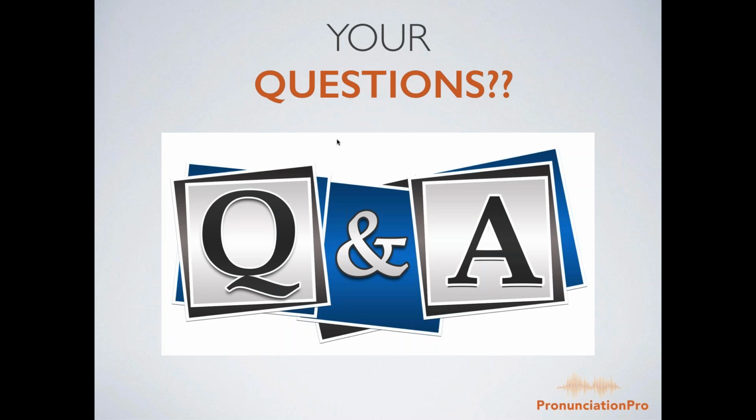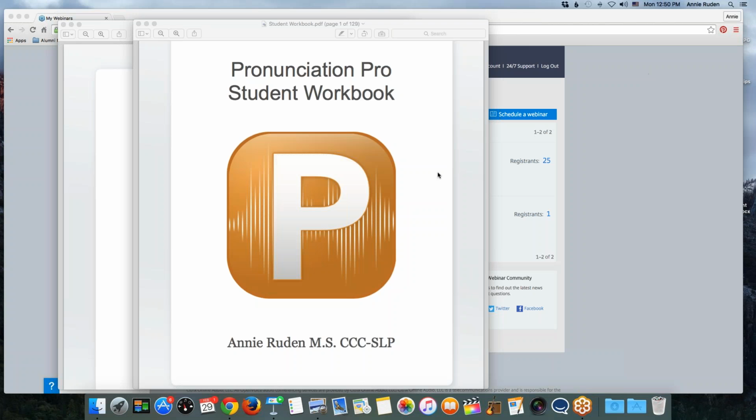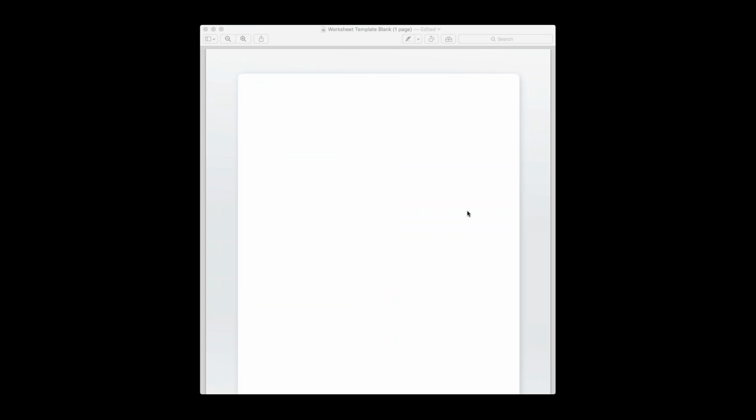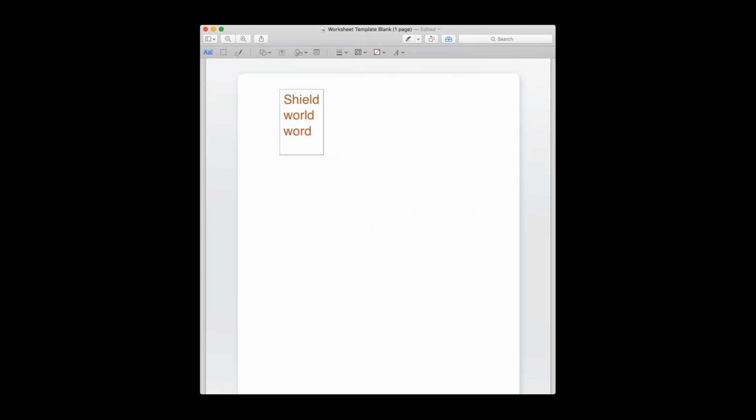Okay, now Jen. Let me get over to my worksheet here. Now, Jen, you're saying you need help with a few certain words. So let's go through those words together. Shield, world, and word. Okay, so you want to try resilience.